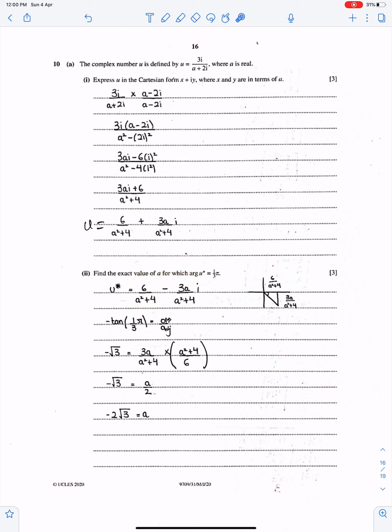Tan inverse of 3a upon 6. Oh, sorry, it's given, pi by 3 is given. So you need to do this in this way. Tan inverse of 3a upon 6 is pi by 3. But since you are working in the clockwise direction, you need to write a negative sign. Your answer is this, minus root 3. And this is the way to get the answer.